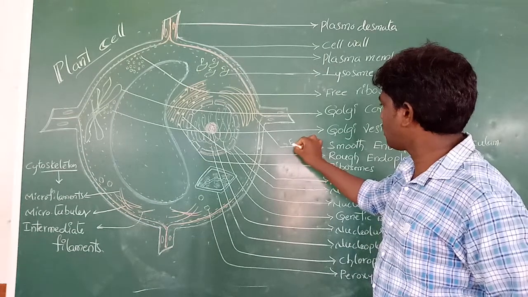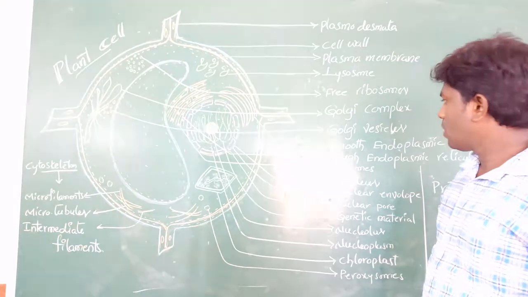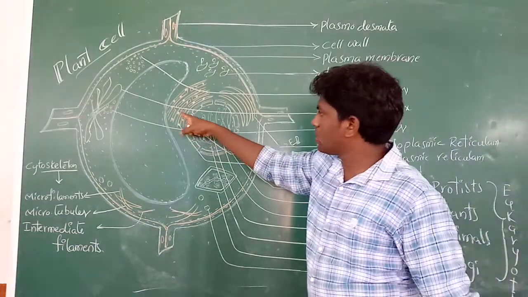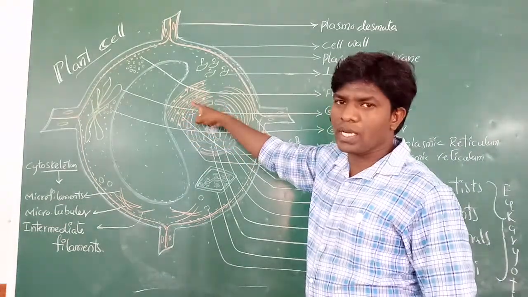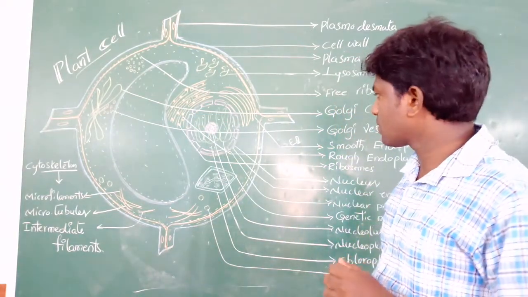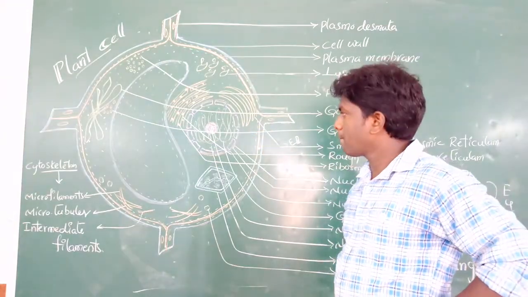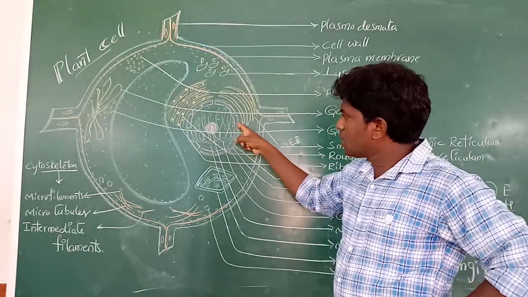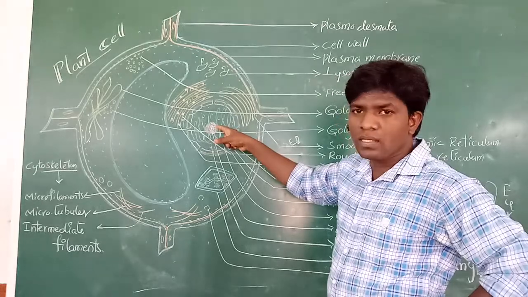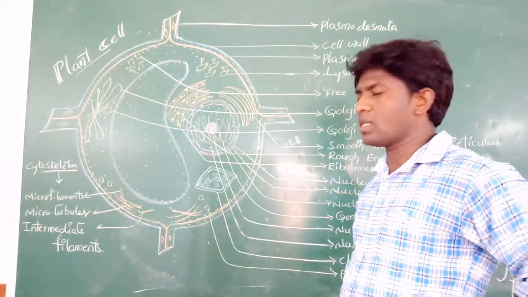Smooth endoplasmic reticulum, SER. And then this is the rough endoplasmic reticulum. The rough endoplasmic reticulum contains ribosomes. So, a round bound nucleus. So this is the nucleus. In the center of the nucleus, a small round-like structure there, that is the nucleolus.